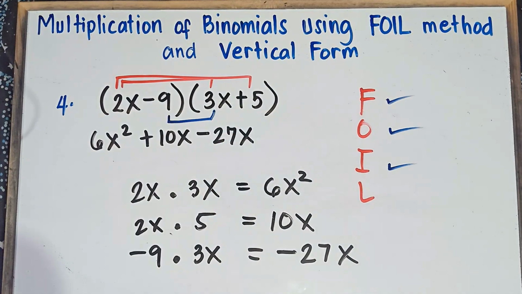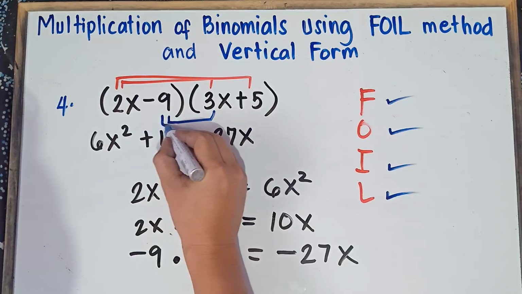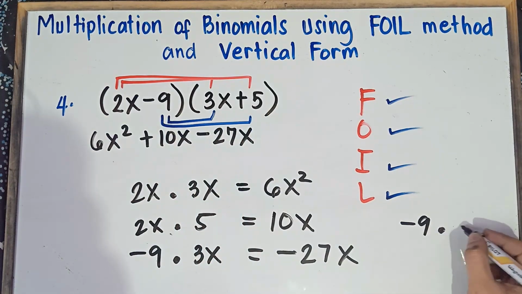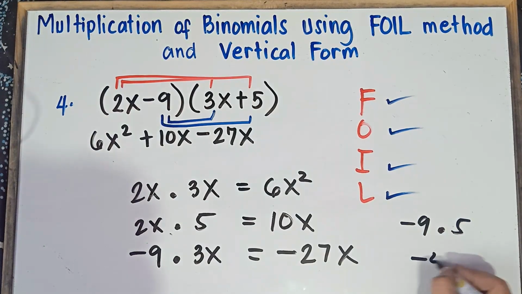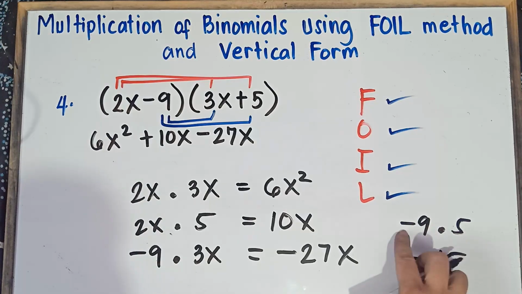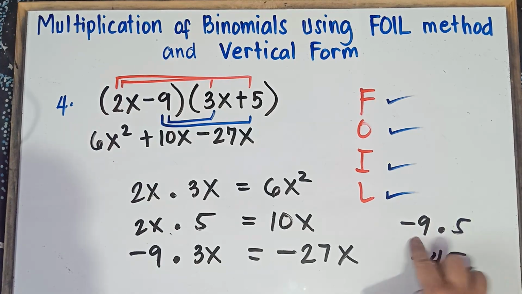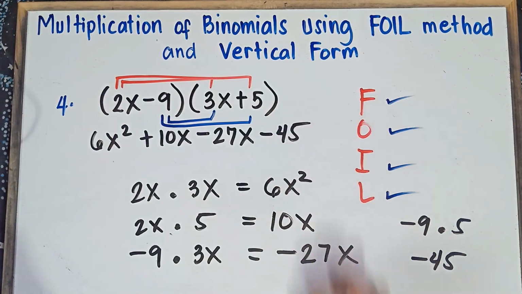Alright, and then last one, this one. So last, negative 9 times positive 5. What would be the answer, class? That's correct. That would be negative 45. Once again, class, if you're multiplying unlike signs, the answer is always negative. Negative times positive, that would be negative. 9 times 5, that would be 45. So this will be negative 45.